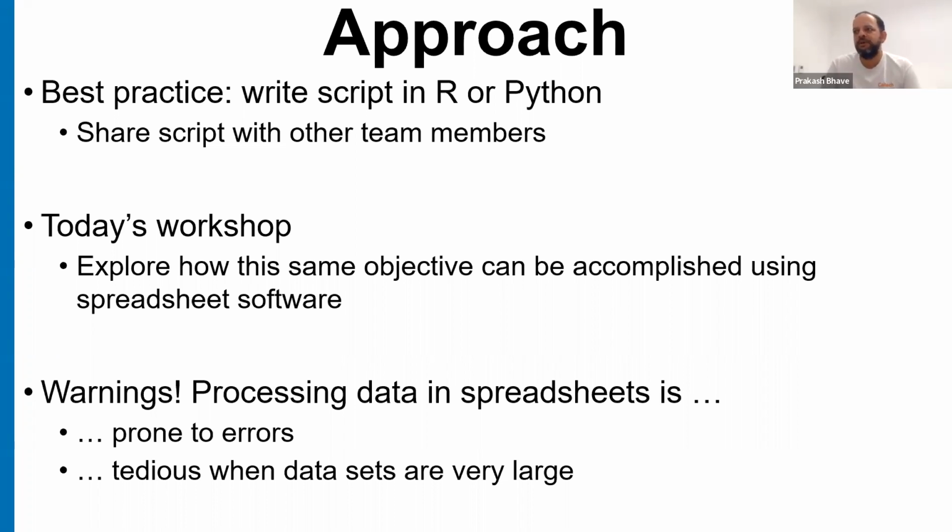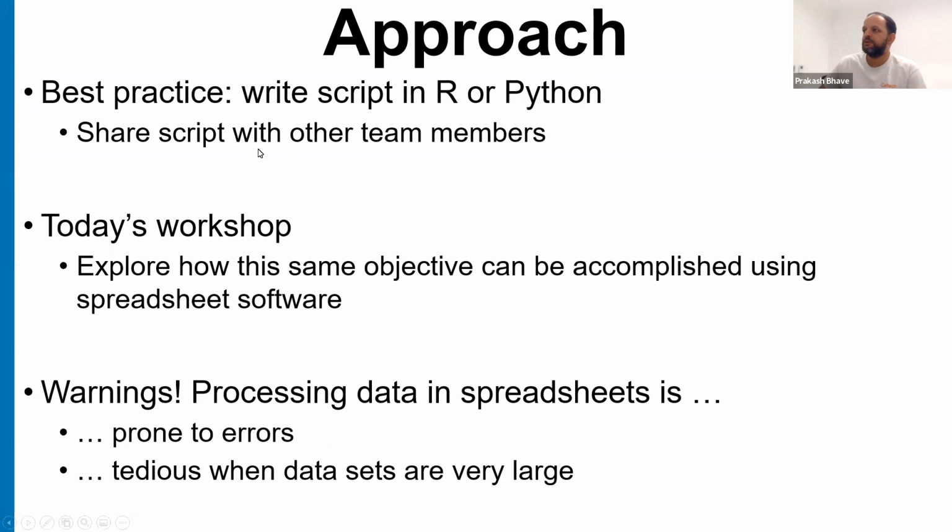And so today's workshop is to explore how we can achieve this same objective, that is, to derive sensor-specific correction factors using basic spreadsheet software. Before I go further, I want to warn you, and you probably know this, that processing large amounts of data in spreadsheets can be very tedious, but more importantly, for our research purposes, it's very prone to errors. It's really easy to misclick something or refer to a wrong cell in a formula in Microsoft Excel or Google Sheets, and that can cause your answers to be completely wrong and difficult to trace.